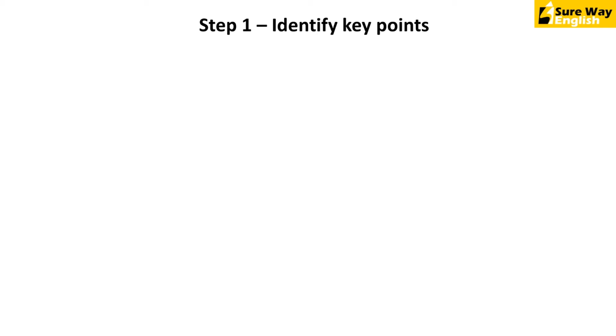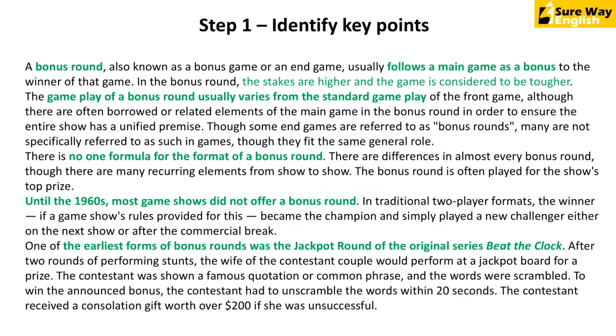The first step in tackling questions of this type is you have to identify what the key points are. In this case, I've highlighted the key points in green. Now, the way to go about this is you start from the beginning, right? And when a concept is introduced or an idea is introduced, you know that's something that you probably have to consider for your summary. So in this case, it starts by talking about a bonus round. So we'll pay attention to what the bonus round is. It follows a main game as a bonus. Yes, so that sounds like important information.